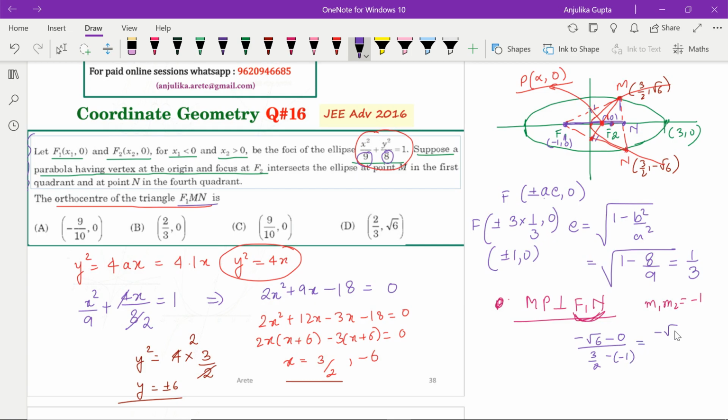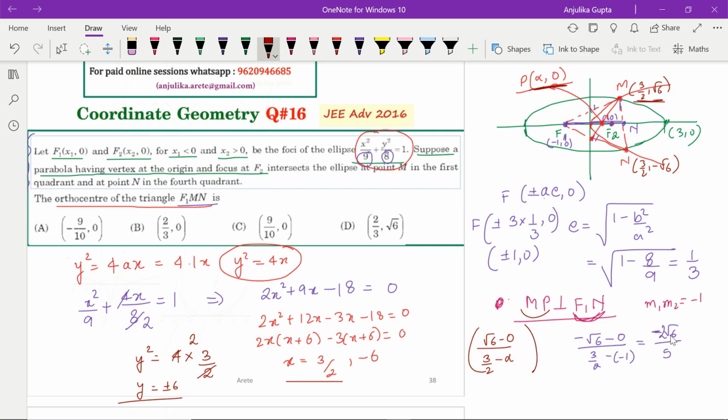Now what are you getting? This upon 3 upon 2 plus 1, that's 5 upon 2. So this is the slope. Now figure out the slope of this MP. Again y2 minus y1: root 6 minus 0, since you're getting the slope from these two points, upon 3 upon 2 minus alpha.